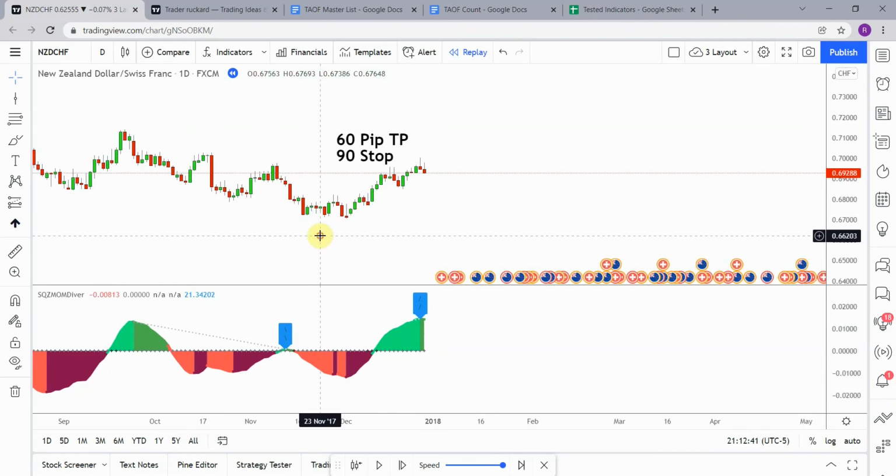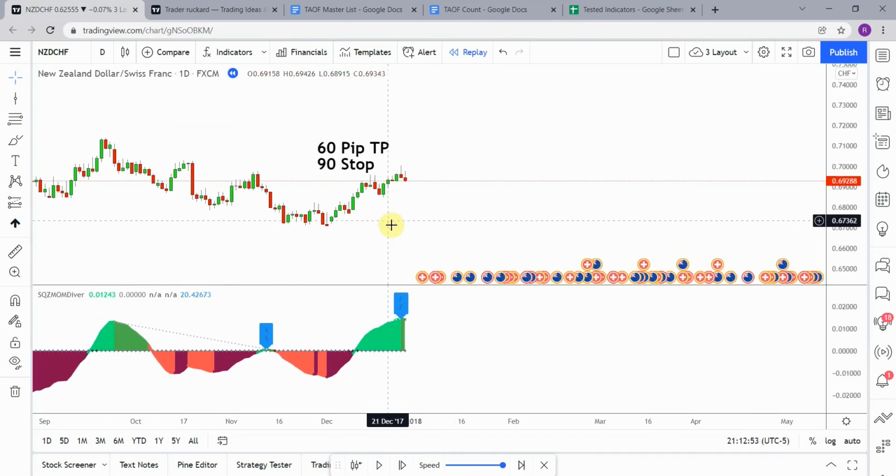So basically, what we're looking for are these blue tags. When we get a blue tag, we are going to go short, and we are only looking for shorts, no longs in this particular case. So let's go ahead and get on with the testing and see what we can get out of this.